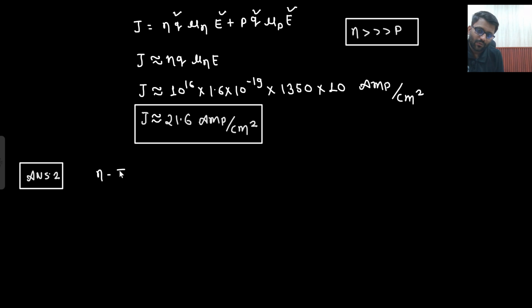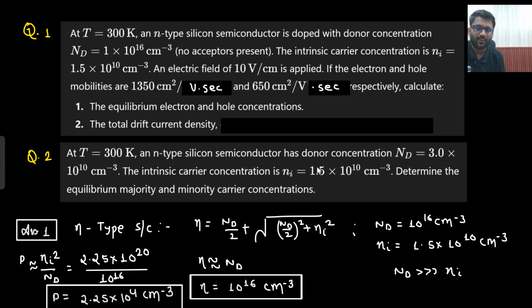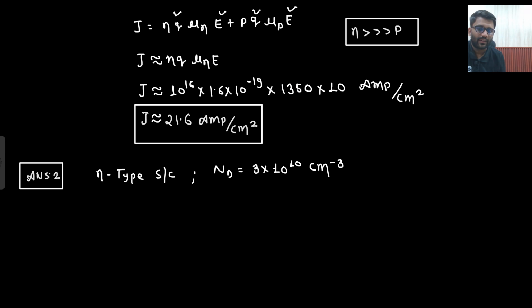So first thing is that I always need to see the type of semiconductor, n type semiconductor it is. Nd value is given as, so here very low doping they have done, 3 into 10 to the power 10 centimeter cube inverse, right? And Ni is 1.5 into 10 to the power 10 centimeter cube inverse. So now here a lot of people will do n nearly equals Nd, but now you are not going to do that because Nd and Ni are comparable.